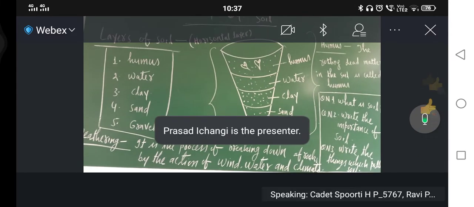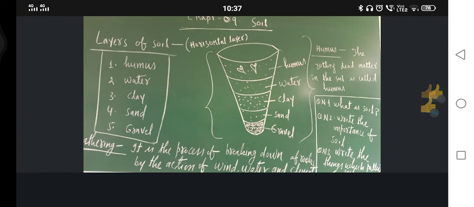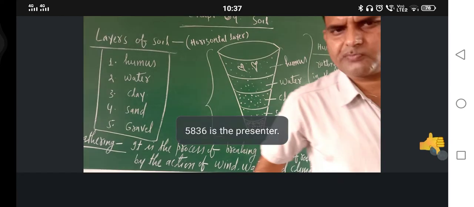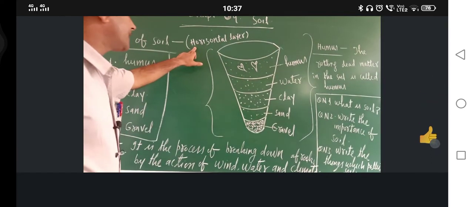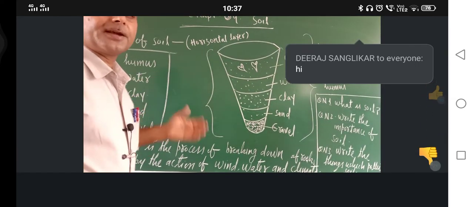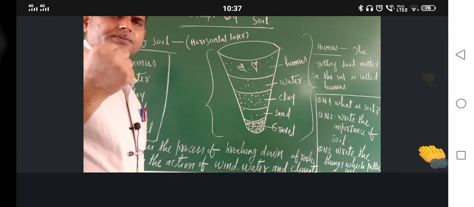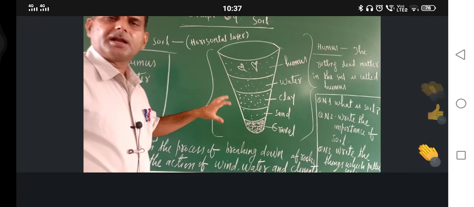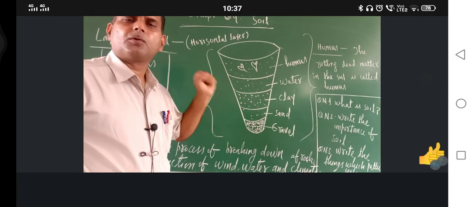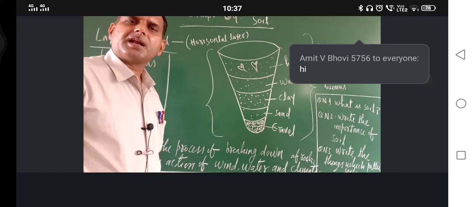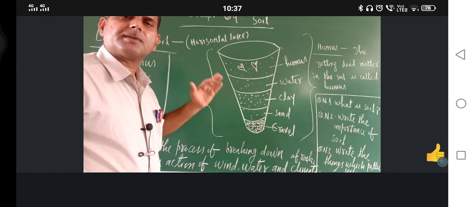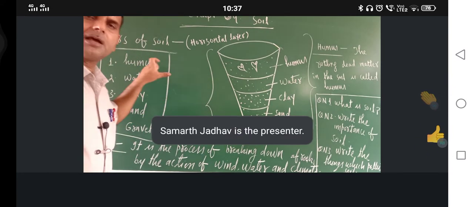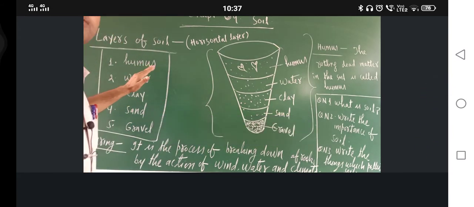Okay, so I will first teach the layers of soil. This is the horizontal layers of soil. What kind of layer is it? Horizontal layers. Do one activity: collect one handful of soil sample and put it in a glass tumbler. Stir it and keep it undisturbed for about 1 hour. Afterwards, you will see that in the given sample of soil, there are layers.